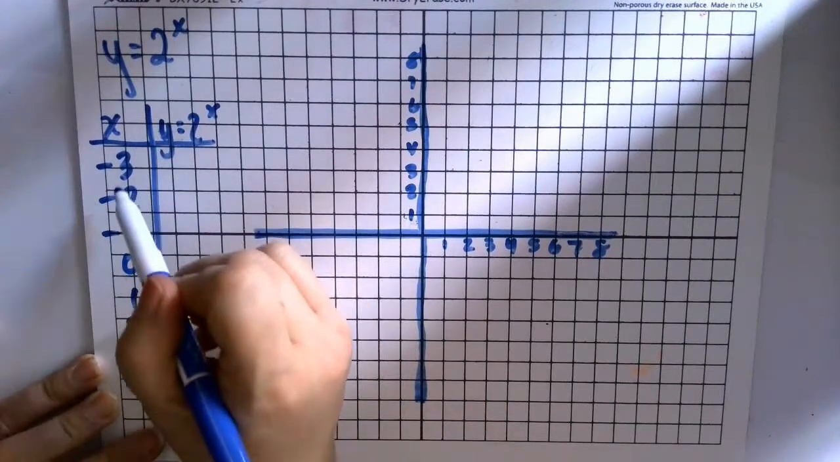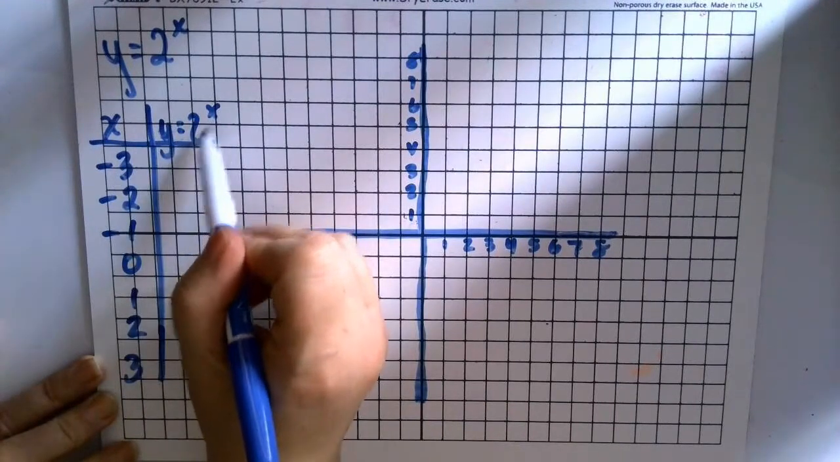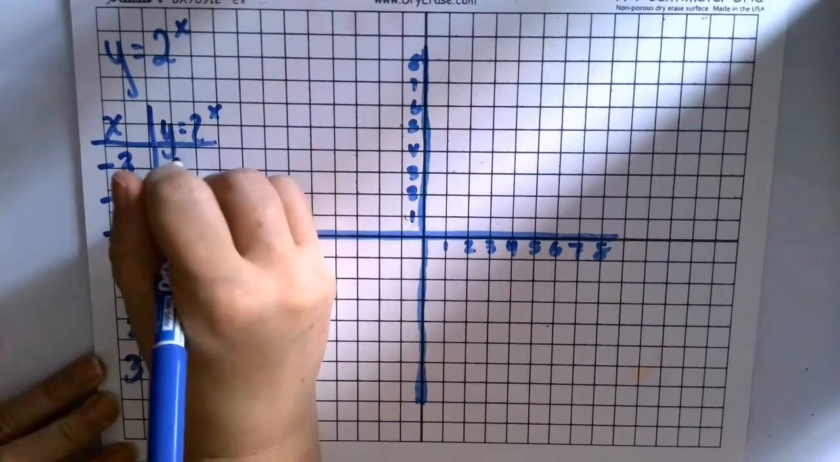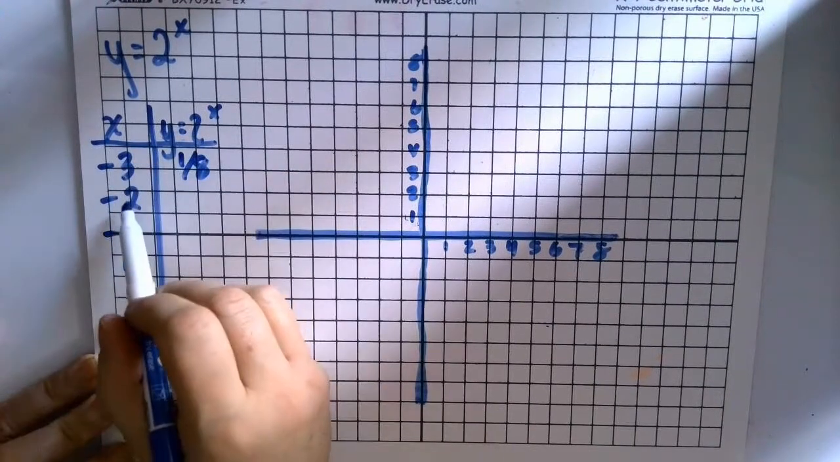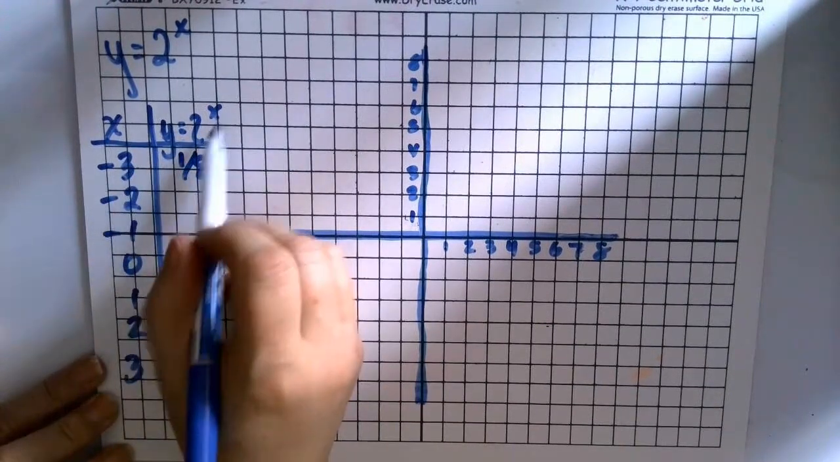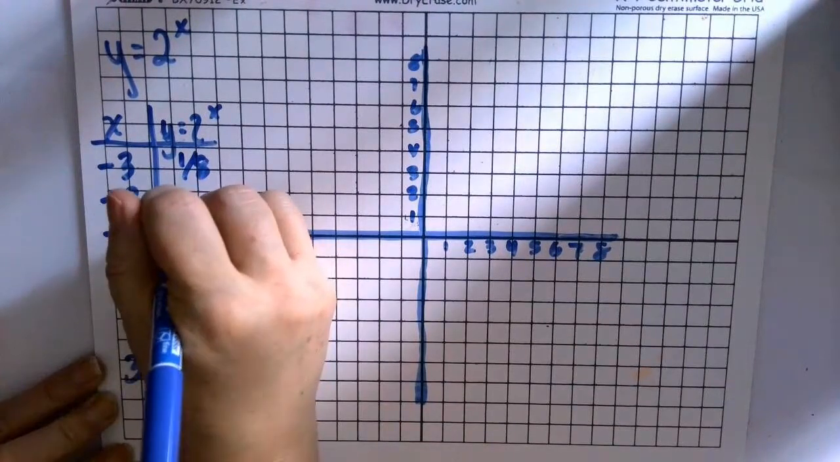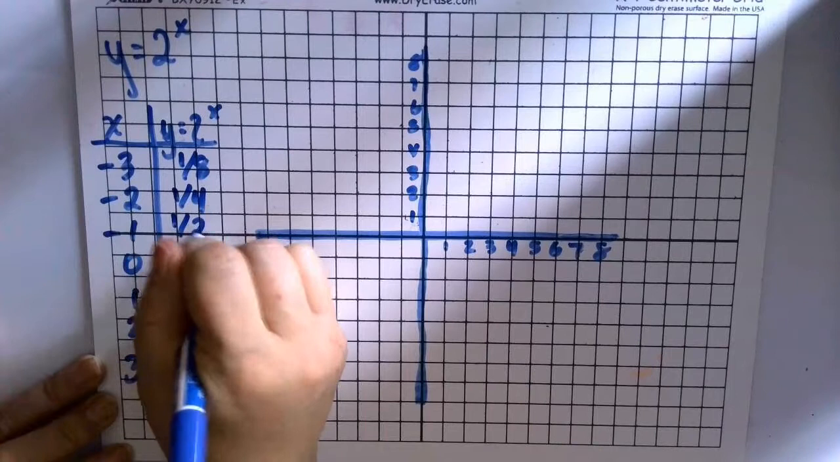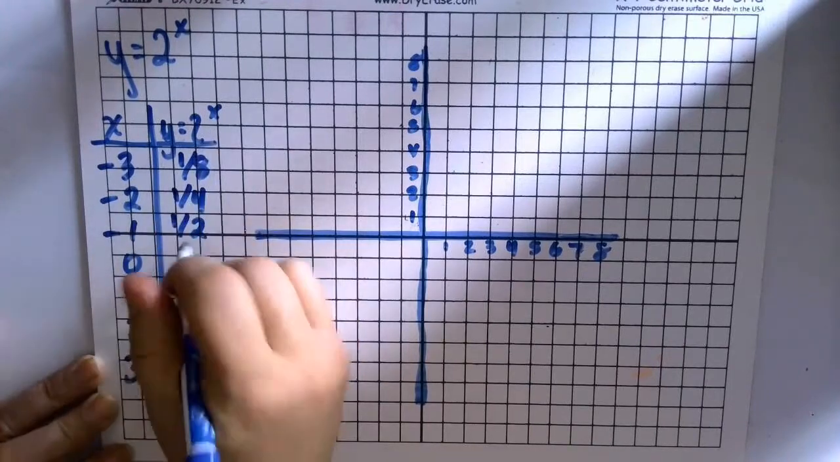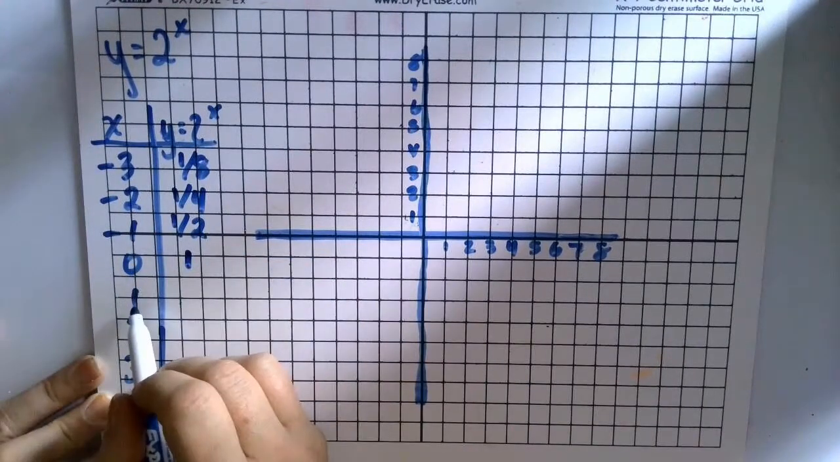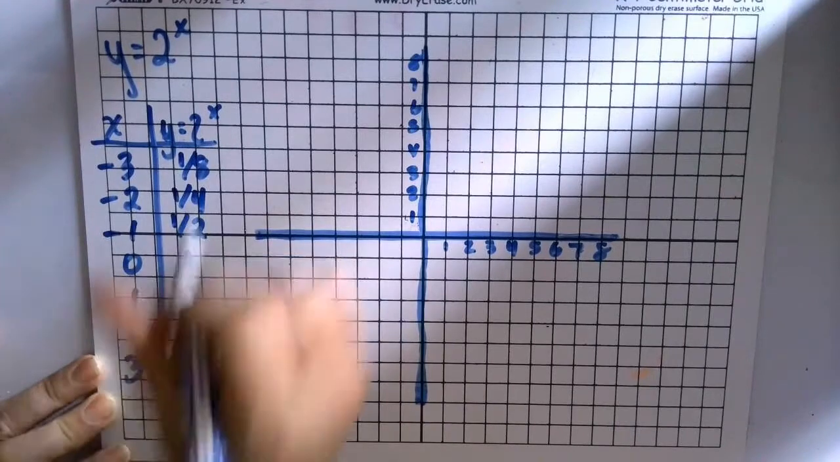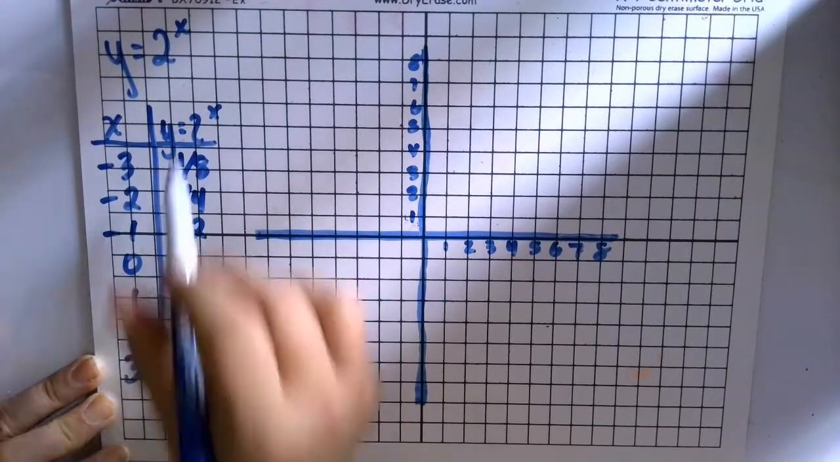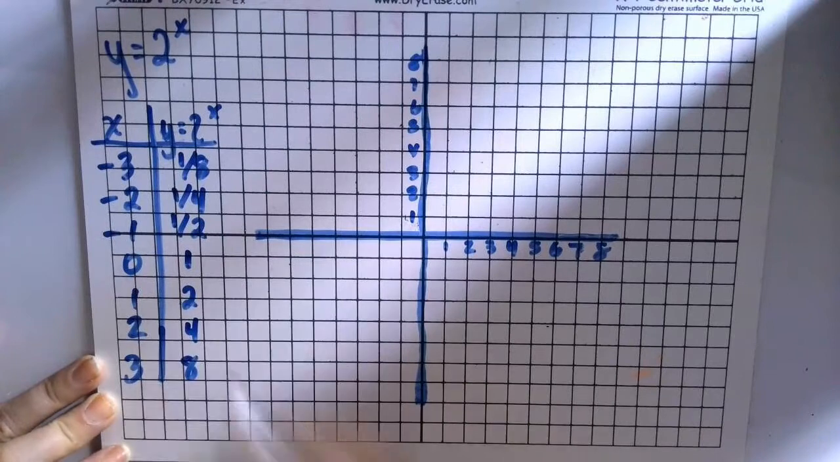values, I'm substituting negative 3 in for x, and 2 to the negative 3 is 1/8. Then substituting negative 2 for the x, 2 to the negative 2 is 1/4. Then 2 to the negative 1 is 1/2. 2 to the 0 power is 1. 2 to the first power is 2. 2 squared is 4. And 2 to the third power is 8.